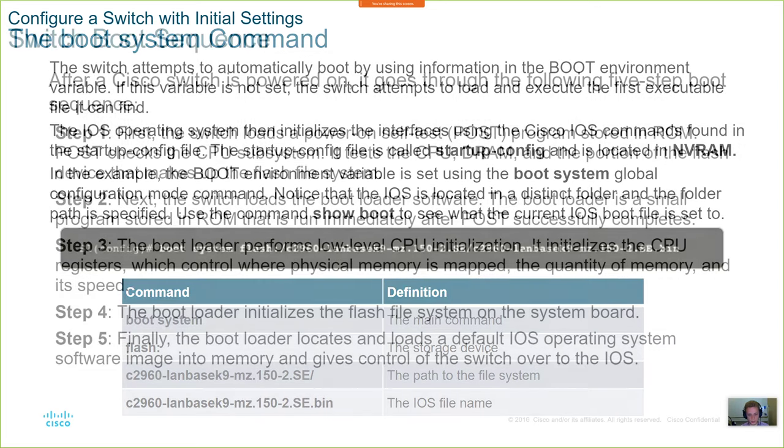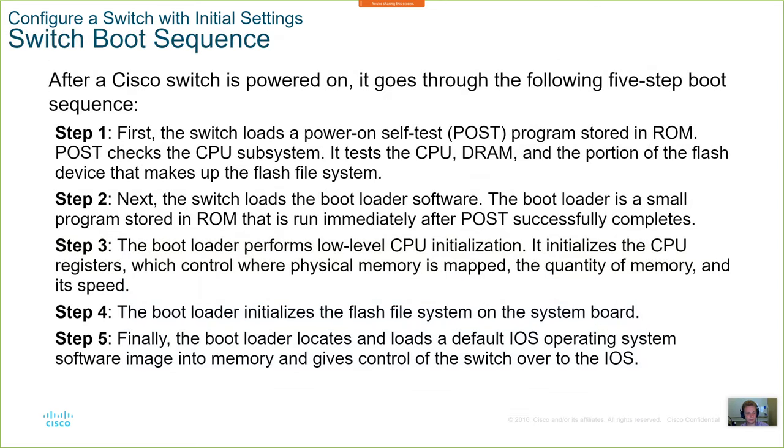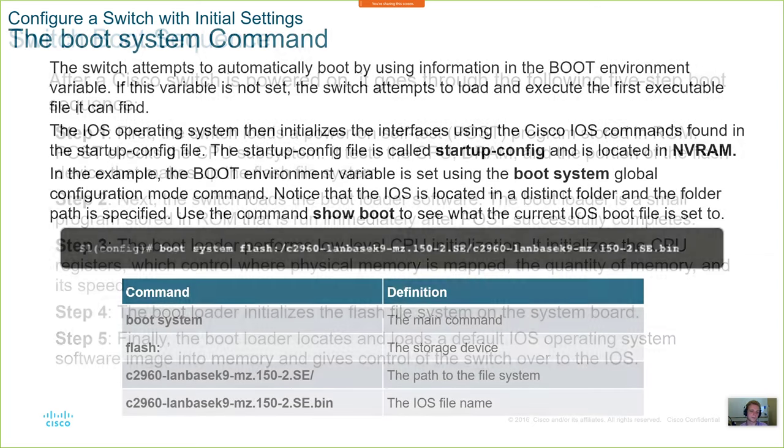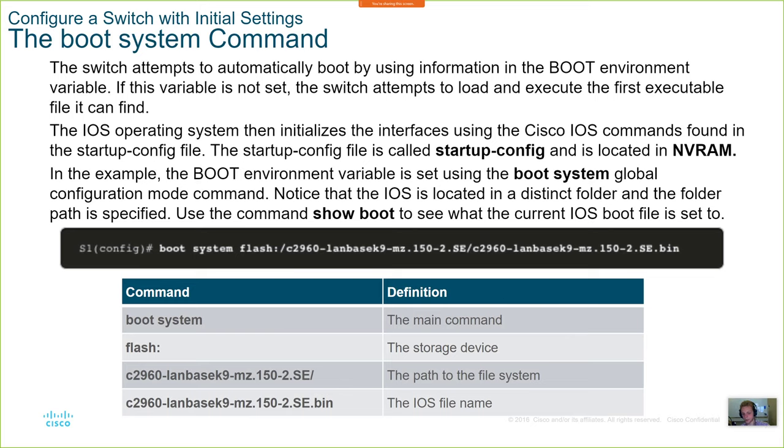Now when we go to this step 5, we load the default IOS system, it says. The default IOS system is specified here in the boot system command. So we're going to put this command in our global config like we would any other regular command, boot system, and then we're going to specify the file path for that.